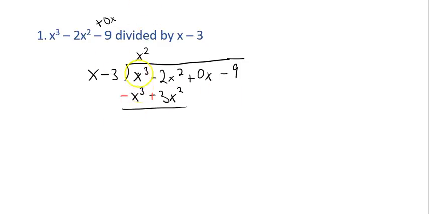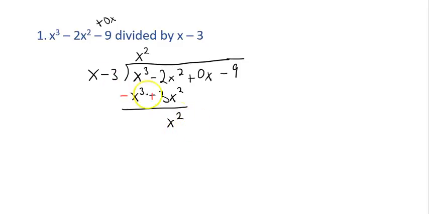And then you add down. The first should go away just because you planned it that way. So I'm not going to write a 0 there. I'm just going to leave it. Negative 2x squared plus 3x squared is a 1x squared. So I do have that.